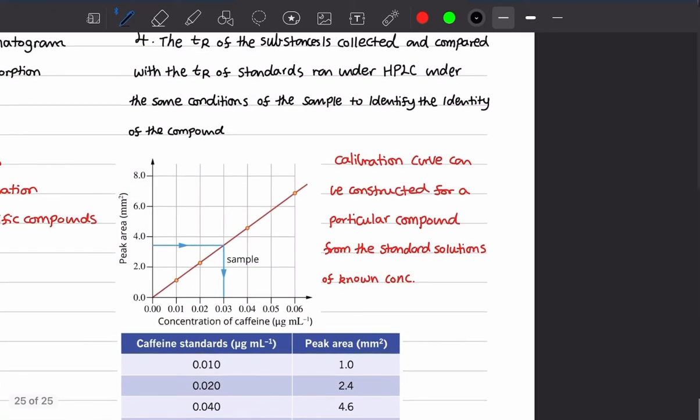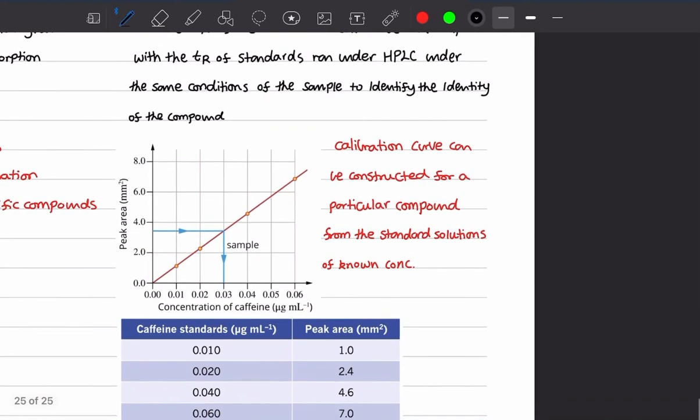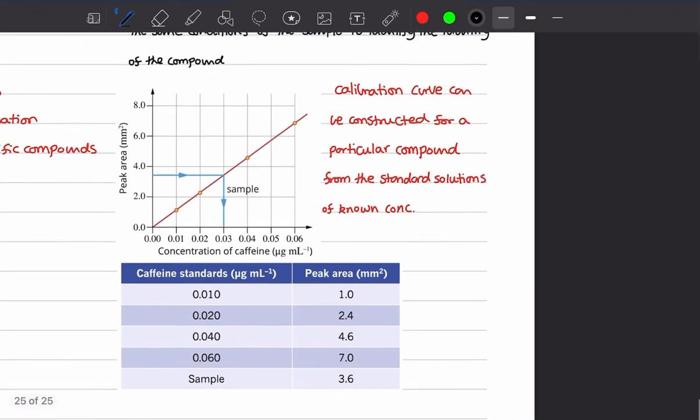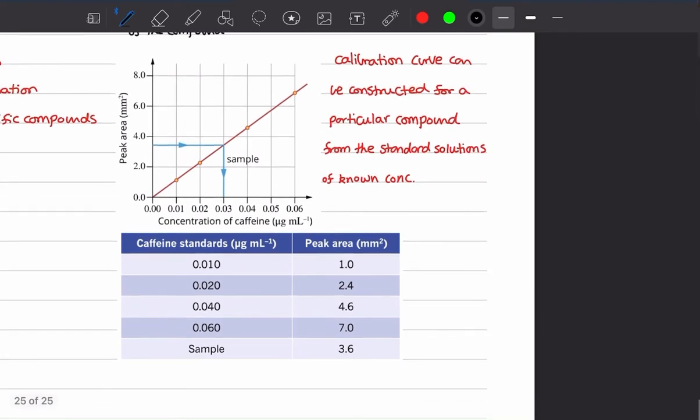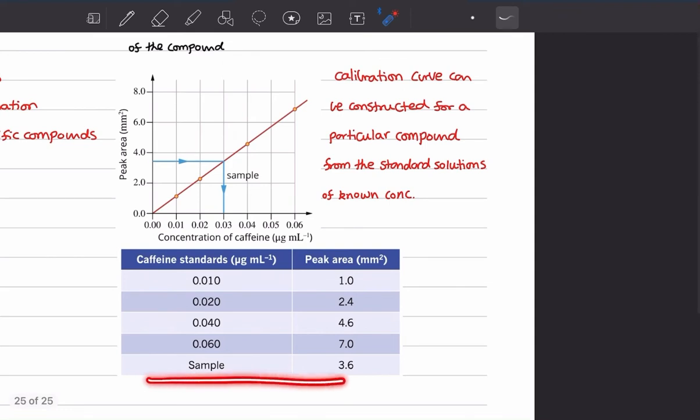But after comparing the retention times, you might want to find out the concentration of a particular substance. And you can do that by plotting a set of concentrations matching with their peak area from the standard solution of a specific substance, just like how this table has done here. And this information from this table can be plotted onto a graph to produce a line of best fit that we call the calibration curve.